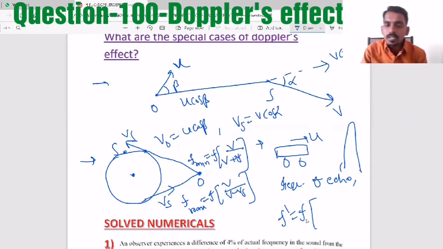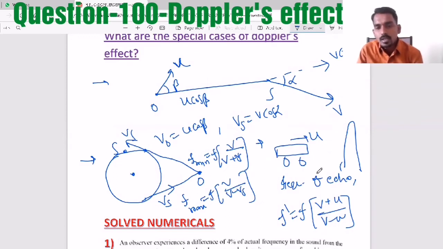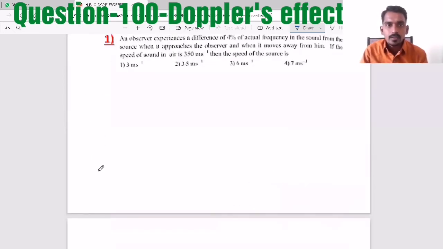That becomes the case of observer and source moving towards each other with the same velocity, so V plus U by V minus U, where V is the speed of sound and U is the vehicle velocity. Or the reverse: the hill or wall is moving with some speed towards a stationary source. In that case also, for the frequency of the echo received by the source itself, observer and source are both coming towards each other with the same speed. Now let's see a few questions.